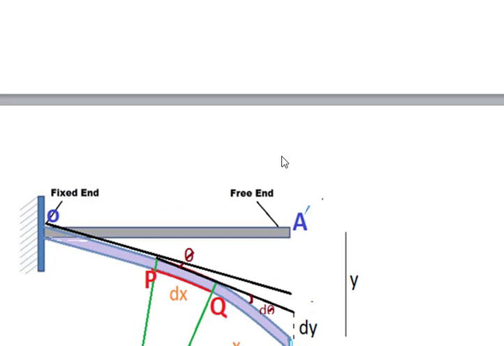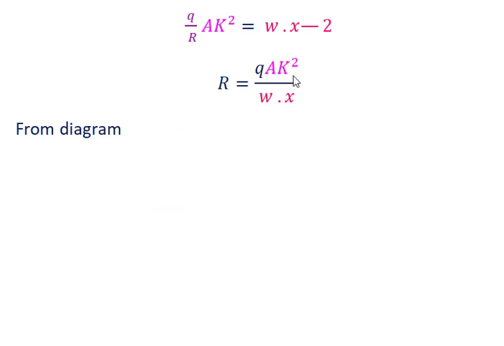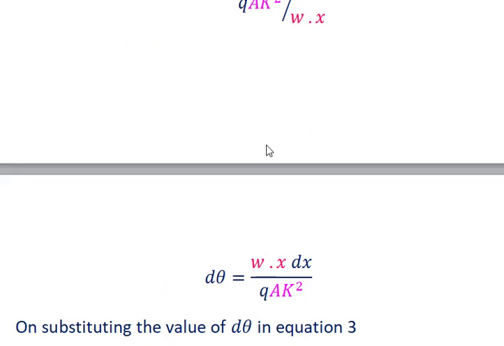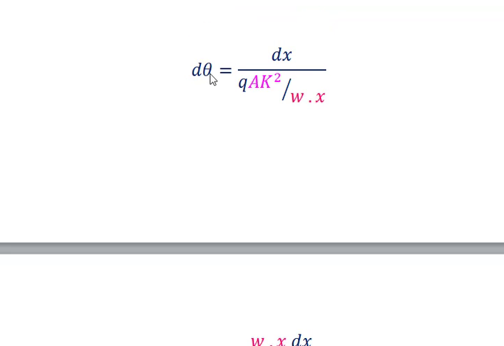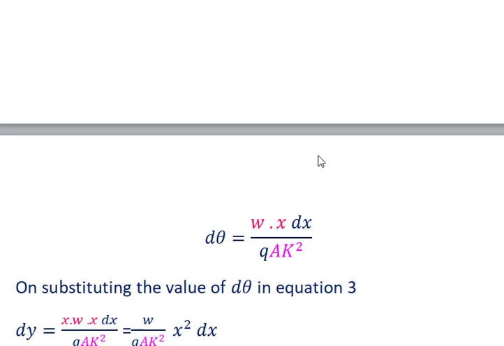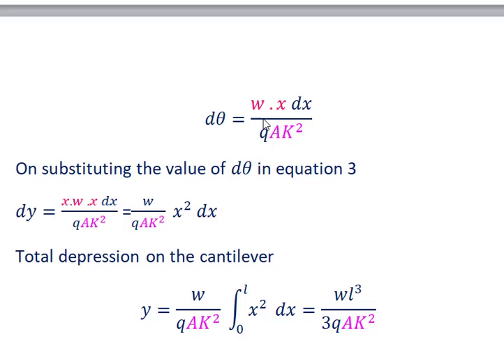Already we have derived here, R is equal to QAK square by W into x. Substituting the value of R, we have d theta is equal to dx by QAK square by W into x. From this, d theta is equal to W x into dx by QAK square. Now substitute the value of d theta in equation 3. On substituting, dy is equal to x into W x dx by QAK square. On simplifying, we get dy equal to W by QAK square into x square dx.